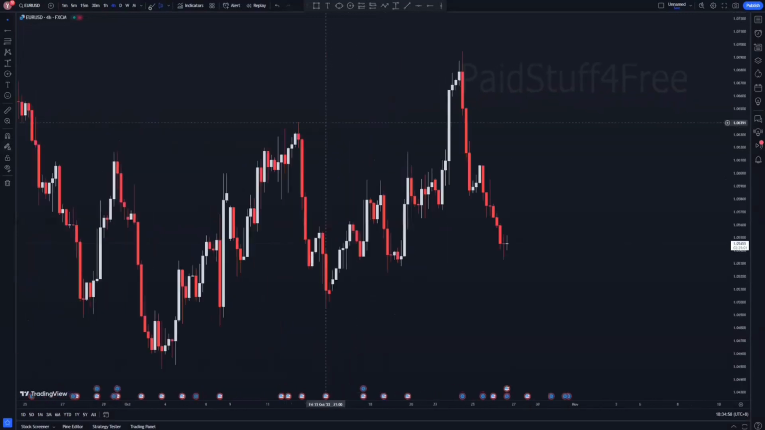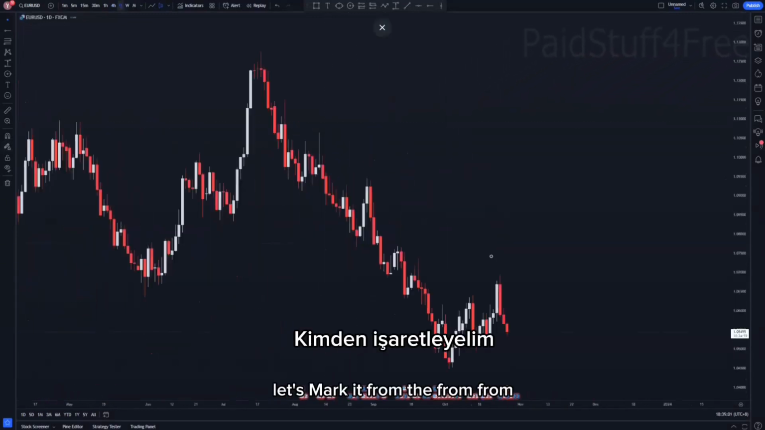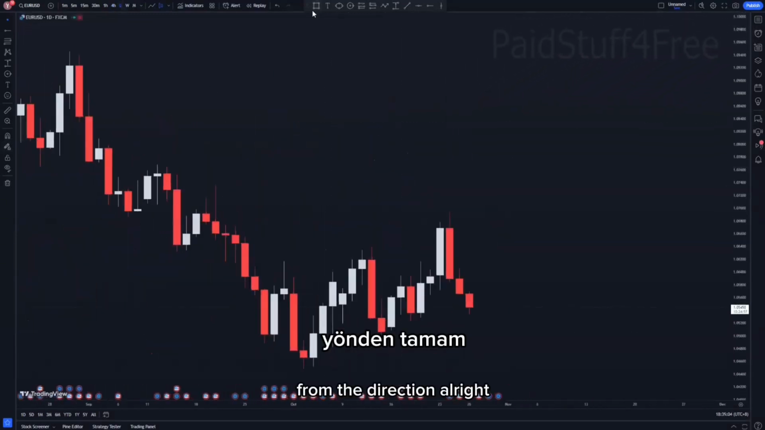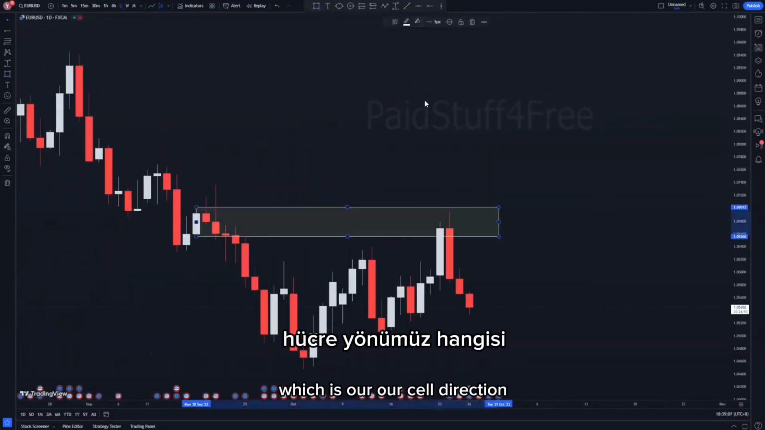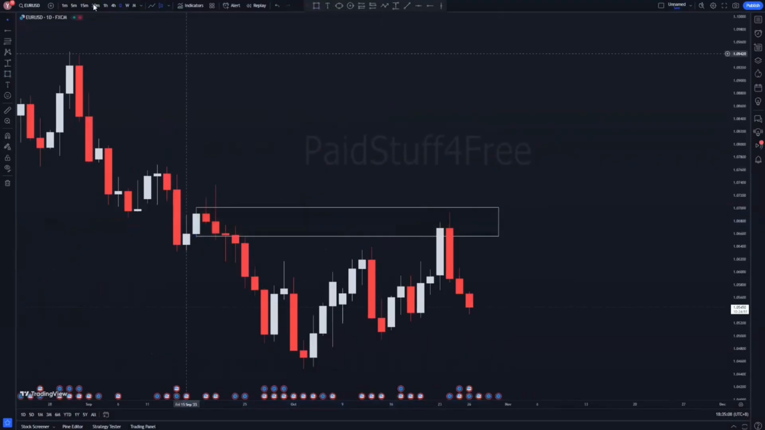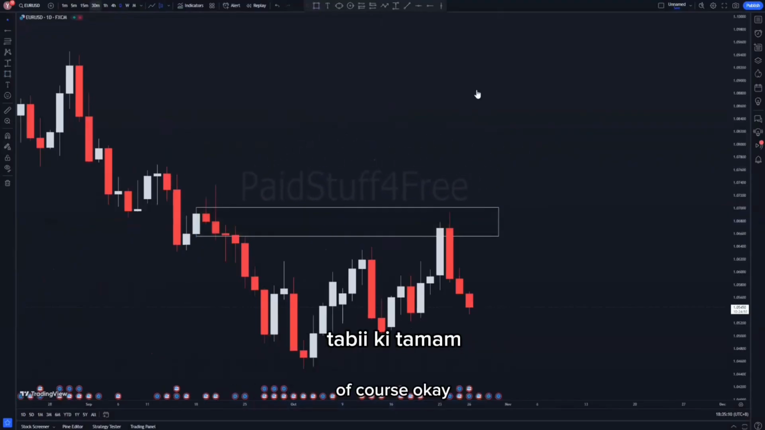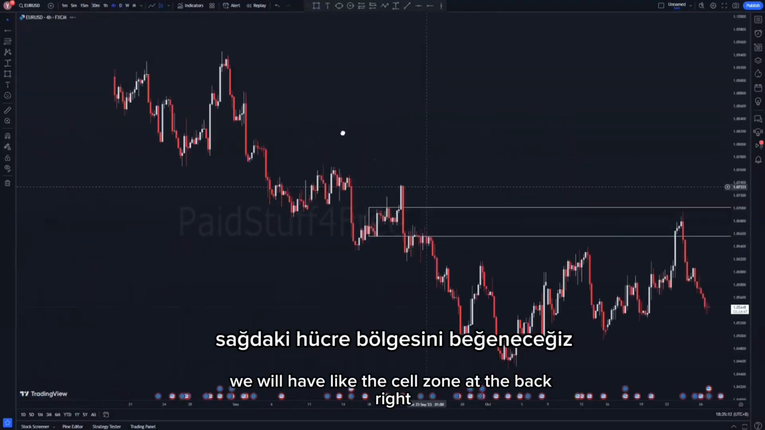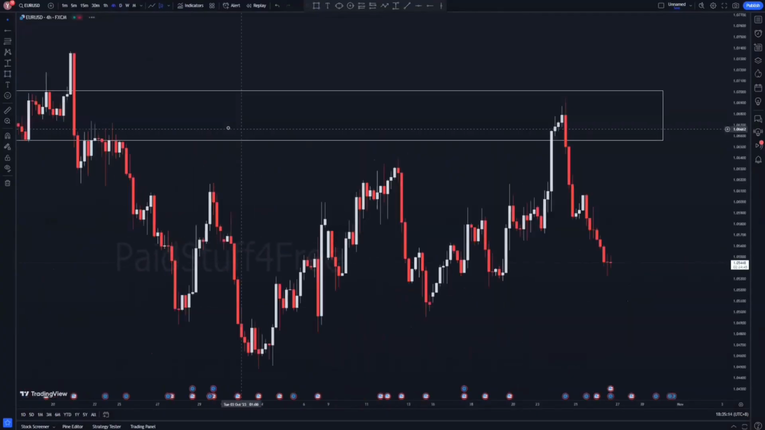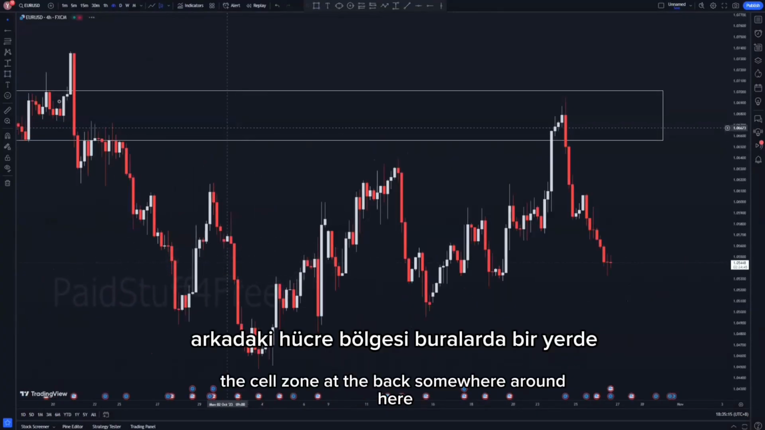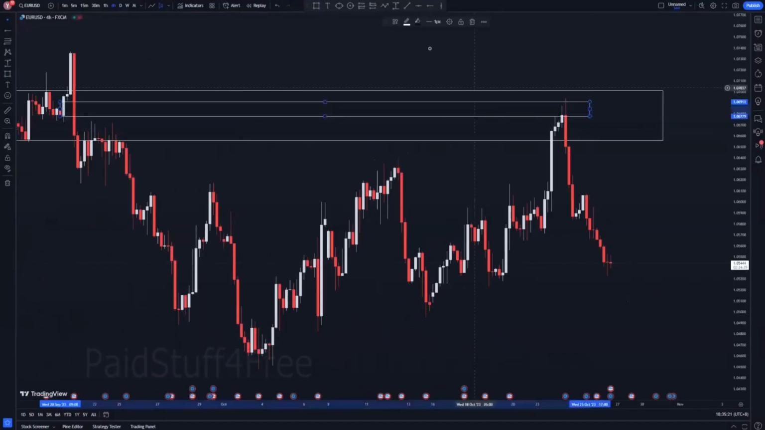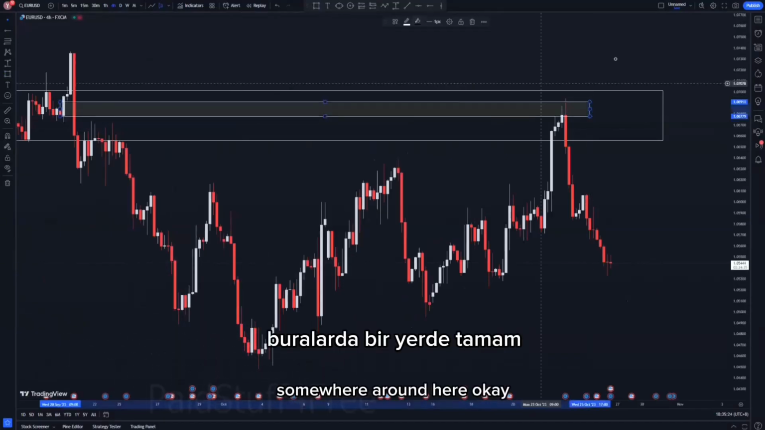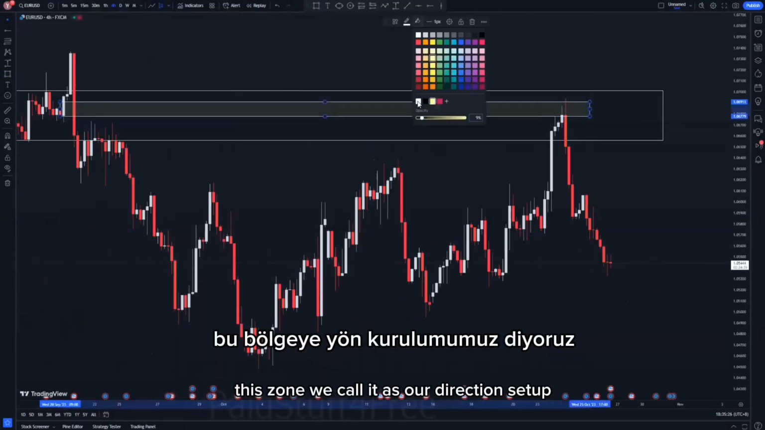Right. Okay, let's mark it from the direction. So we have this engulfing sell, which is our daily sell direction. And then when the price gets into the zone, of course, we will have the sell zone at the back, somewhere around here. So this zone, we will call it our direction setup.